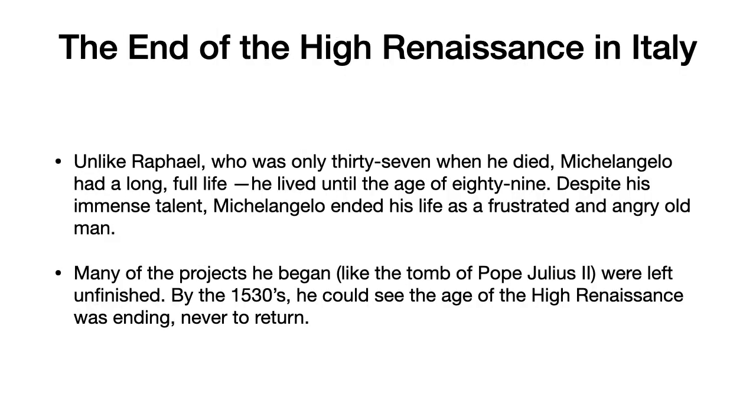Unlike Raphael, who was only 37 when he died, Michelangelo had a long, full life. He lived until the age of 89. Despite his immense talent, Michelangelo ended his life as a frustrated and angry old man. Many of the projects he began, like the tomb of Pope Julius II, were left unfinished. By the 1530s, he could see the age of the High Renaissance was ending, never to return.